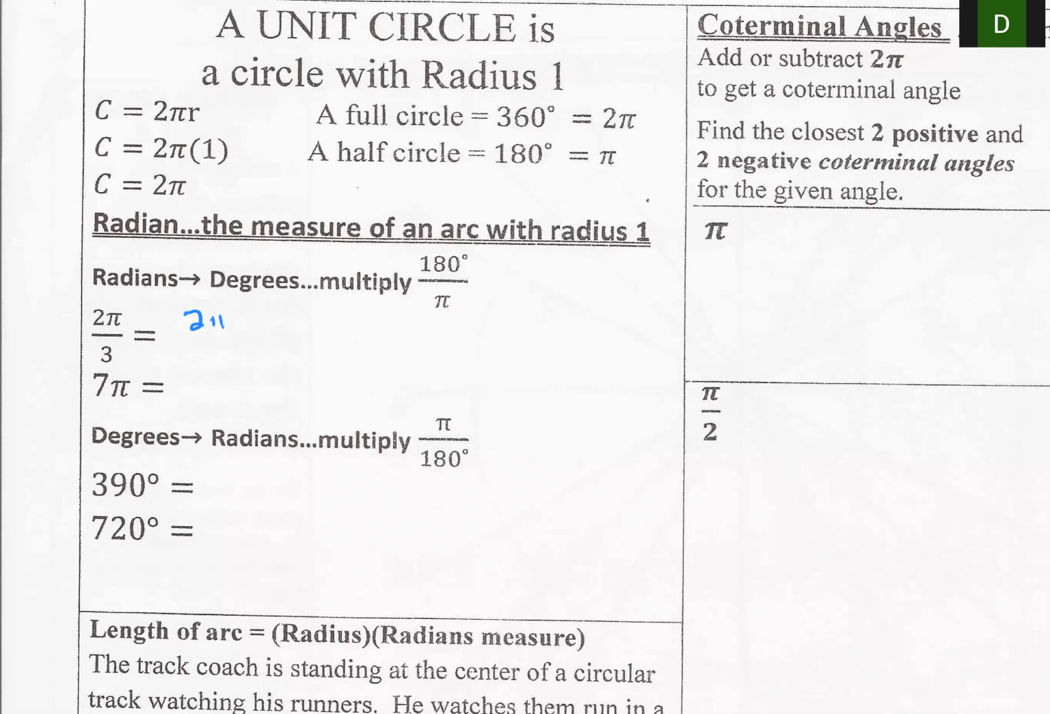So 2 pi over 3 times 180 over pi. So the pi's are going to cross cancel. The 3 becomes a 1, the 180 becomes a 60. So 2 times 60 is going to be 120 degrees. So if I said 2 pi over 3 radians, that's the same as 120 degrees around the circle. You're doing 2/3 of a half circle. So 2/3 of 180 is 120.